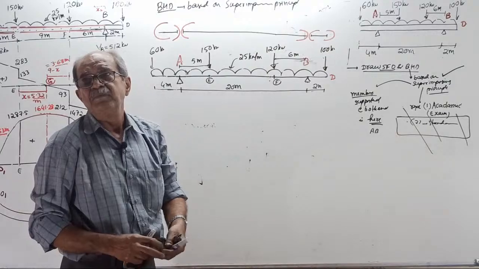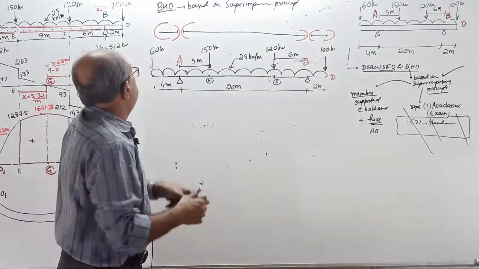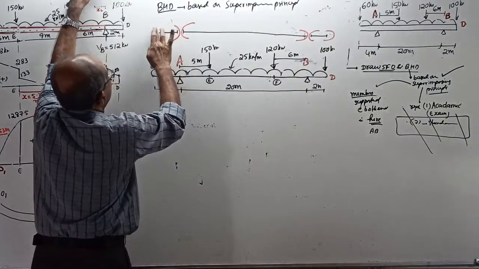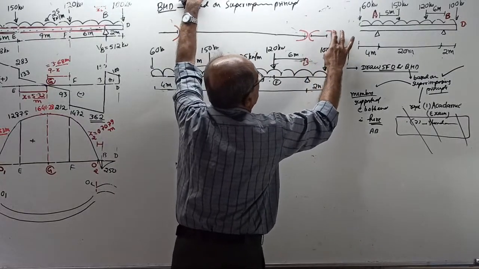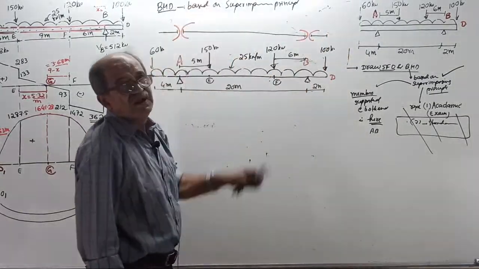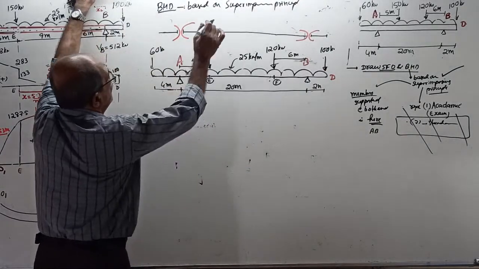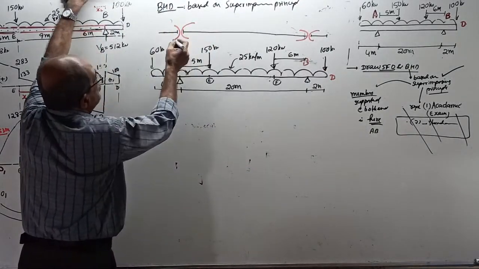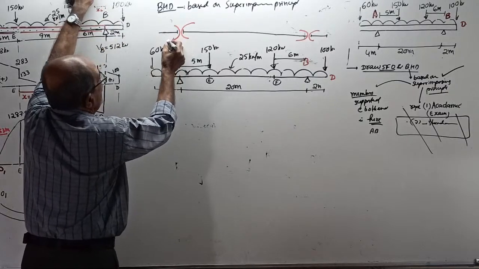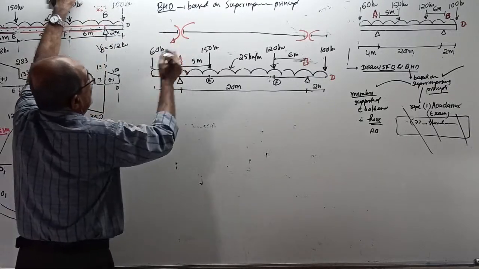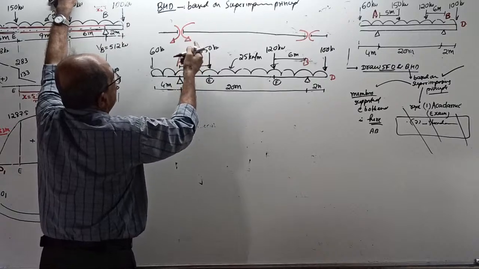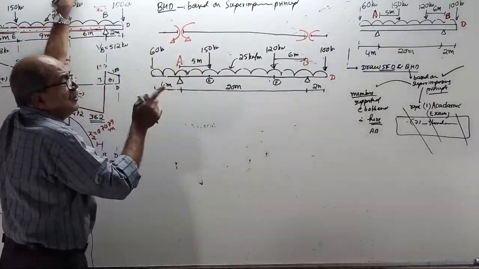Then I will tell them, if it is a free end, please do not mark. Why? There is no member end moment at the free end. Don't write it. If a support is there, mark here. Then directly enter the moments. You know this is a clockwise moment for this member. This is an anti-clockwise moment. Now, don't write common.